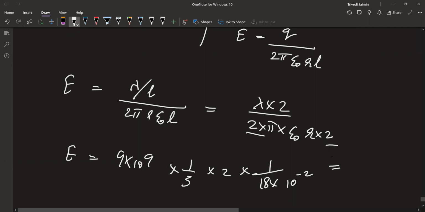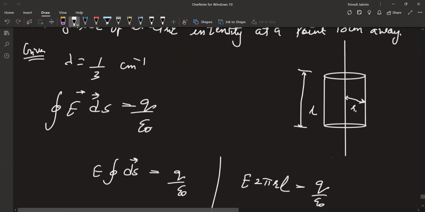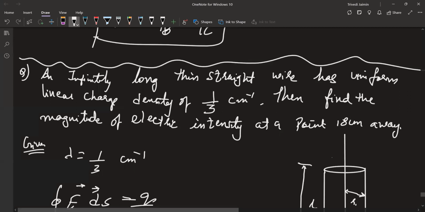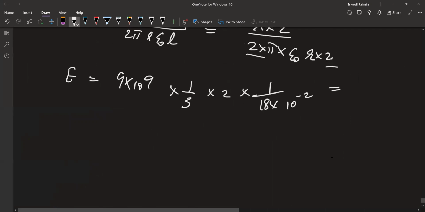So 1 by 4 pi epsilon naught will give you 9 into 10 to the power 9. That is 1/3 of this one. And 18 into 10 to the power minus 2 is given in your question, 18 centimeter away. So if you multiply, 3, 3, 18, 9 2s are 2, 2 will get cancelled. 1 divided by 3 is 0.33. Okay. 0.33 into 10 to the power 11 Newton per coulomb.